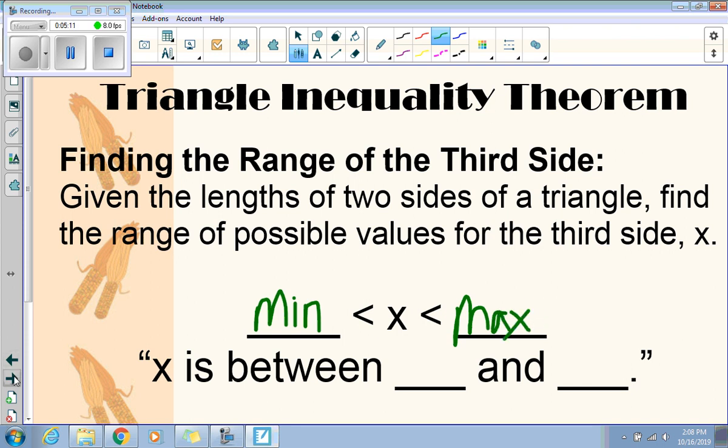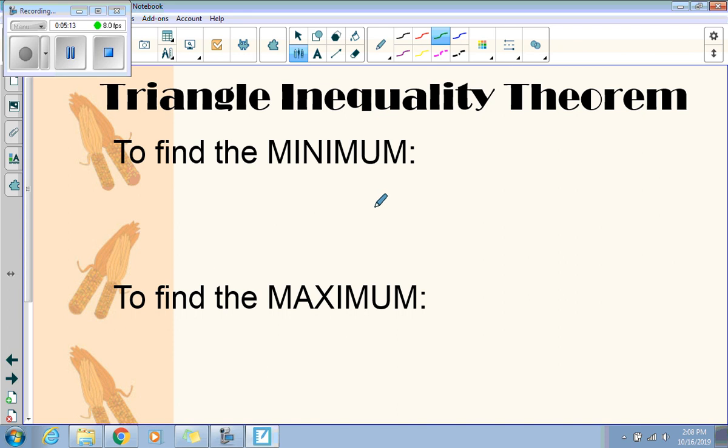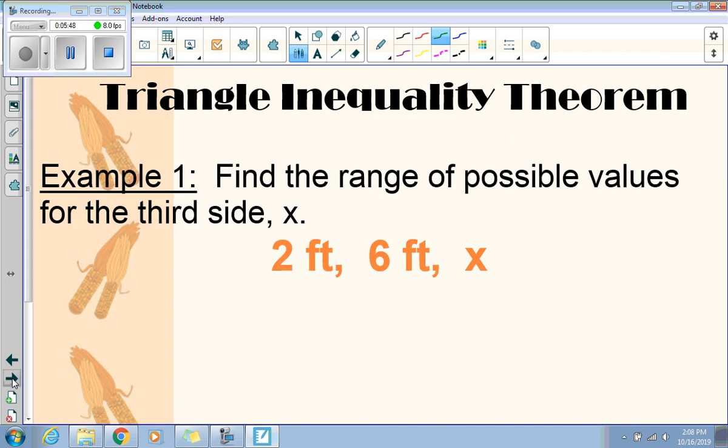Okay, so the way we find what that min and max is, we're going to find the absolute value of a minus b, or in my case, I always would suggest putting the biggest number minus the small number. We put this in absolute value bars because it's always going to be a positive number. Because remember, side lengths of triangles cannot be negative. So to find the maximum value, we're just going to do a plus b, which you can see in your little charts there below.